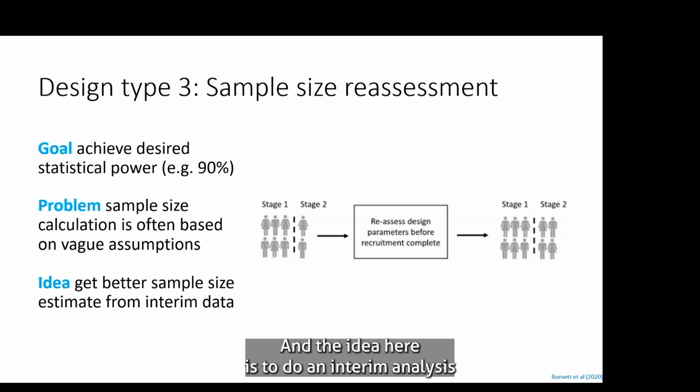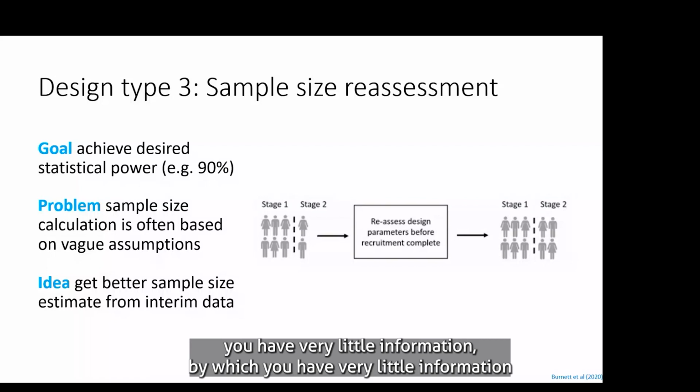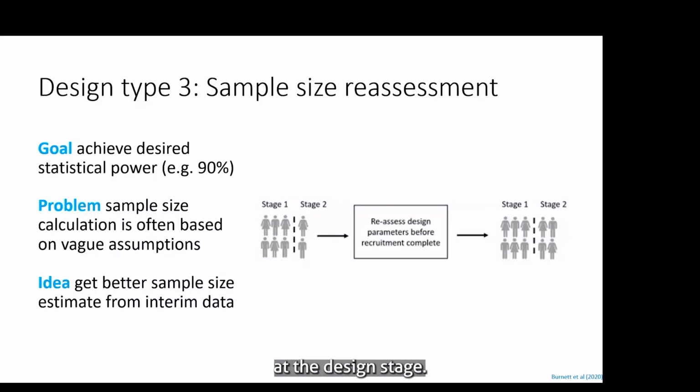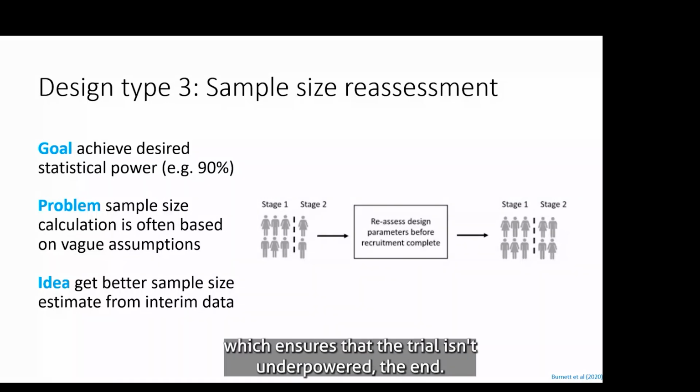And the idea here is to do an interim analysis and then reassess those variables about which you have very little information at the design stage, and based on that, adjust your sample size, which ensures that the trial isn't underpowered at the end.